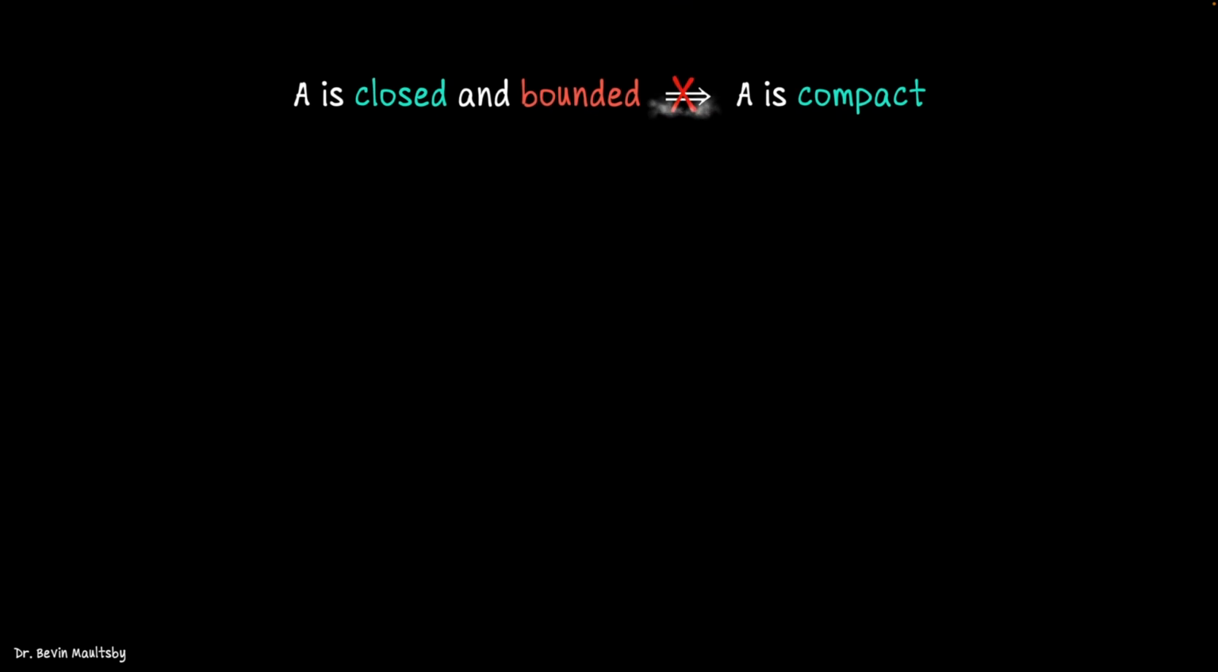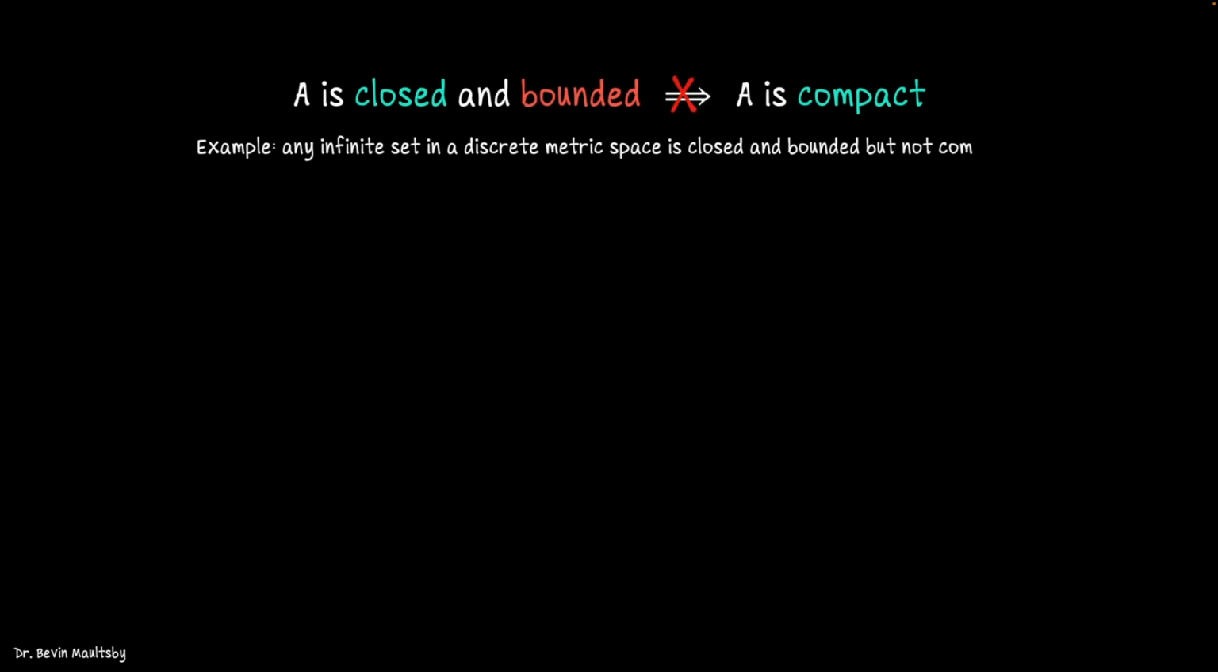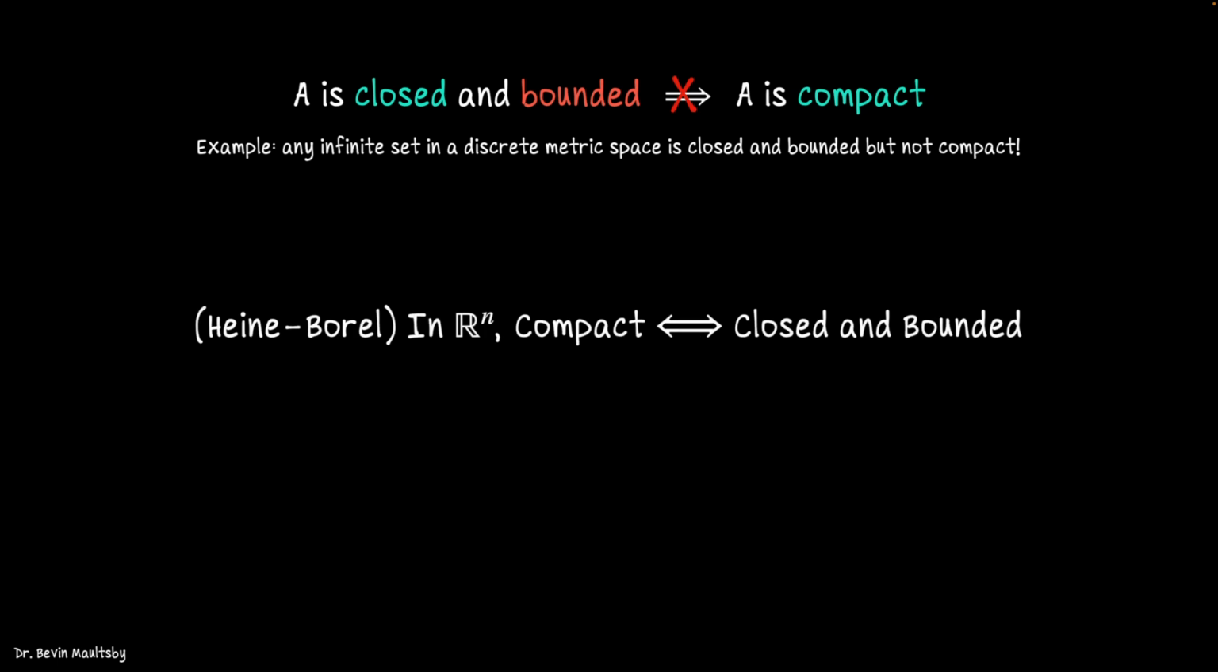The backwards direction is not true. We've seen examples, actually. Any infinite set in a discrete metric space is closed and bounded, but it's not compact. However, in our next lesson, we are going to talk about Heine-Borel, which says that in Euclidean space, compact is equivalent to closed and bounded. We know that the forwards direction is always true. In every metric space, if a set is compact, then it is closed and bounded, which means that all we need to show for Euclidean space is that if a set is closed and bounded, then it is compact.